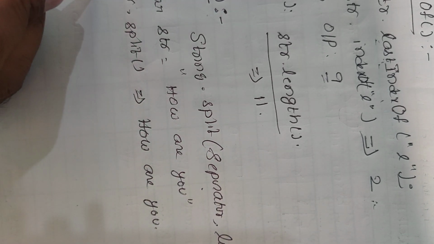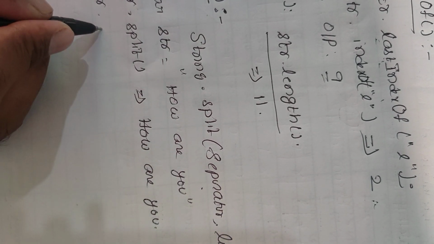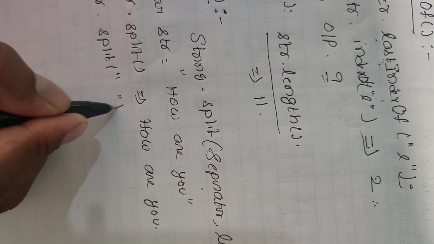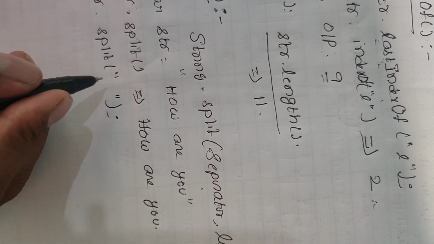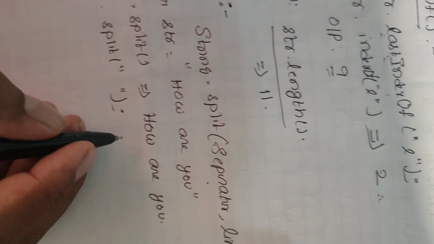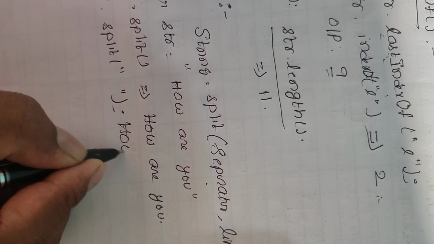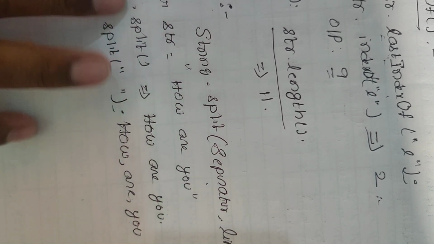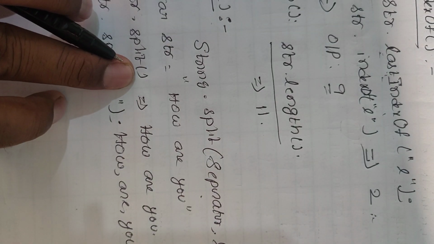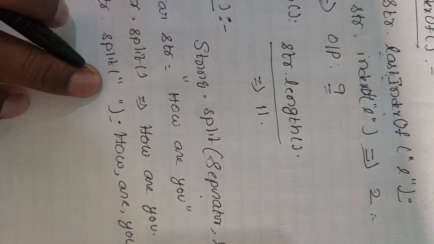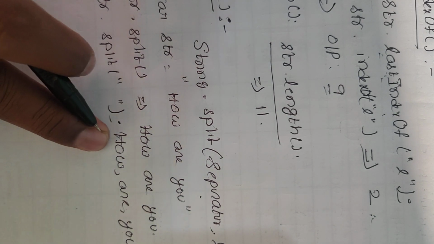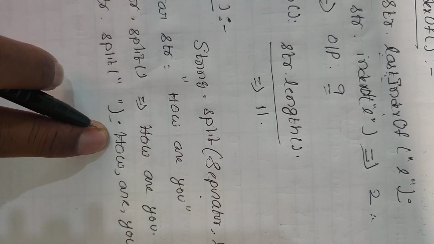Then after that we take one more example. str.split double quotation with a space. That means we are splitting by the space. Then the output is like this: HOW comma ARE comma YOU. Whenever the space is available, that will be treated as another substring and put into an array.